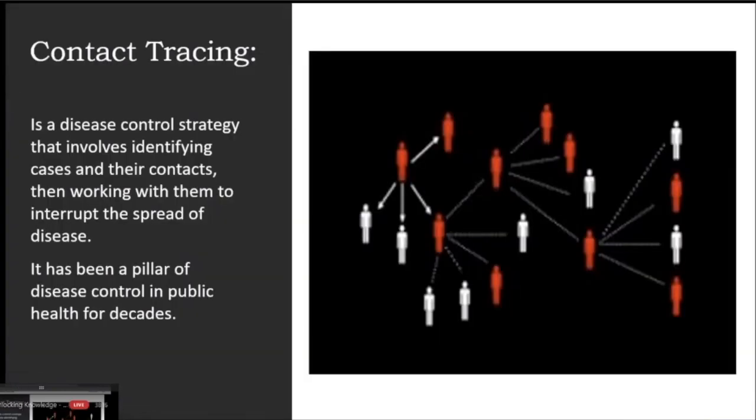Contact tracing is a disease control strategy that involves identifying people who have come into contact with an infectious disease and those who have been close to them. We refer to those infected as cases and those who are potentially infected, who have been close to them, as contacts. We conduct this work for the purpose of interrupting the spread of disease. This practice has been a pillar of disease control in public health for decades in the US and for centuries throughout the world.